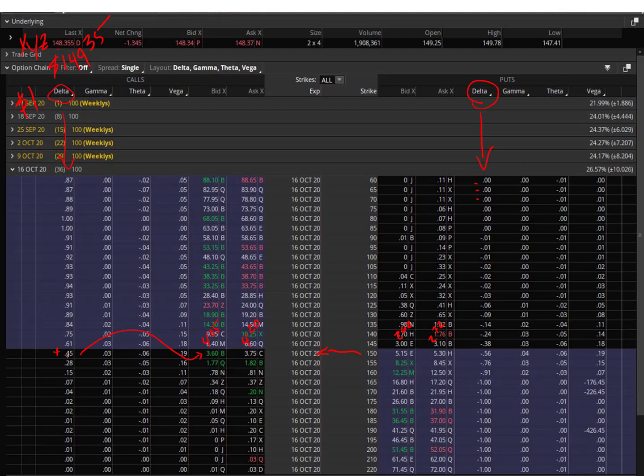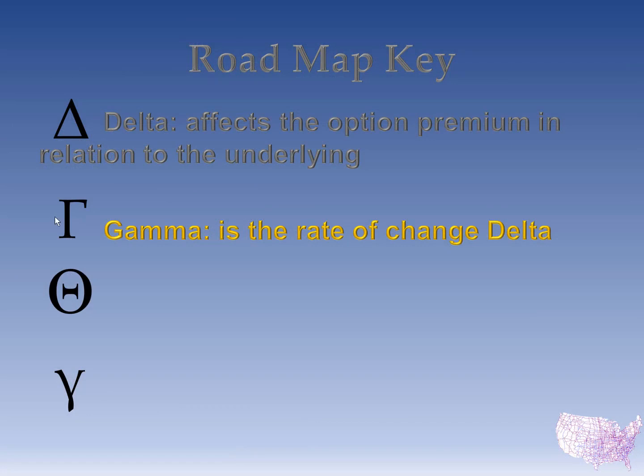So if we move down, then that 45 cents would have come out of the 150 call options. And over here on the puts, that negative dollar plus a negative delta makes that a positive delta. So if we move down by $1, this negative delta would then be a positive delta and add into the premiums. All right, so the next Greek we're going to talk about is gamma.